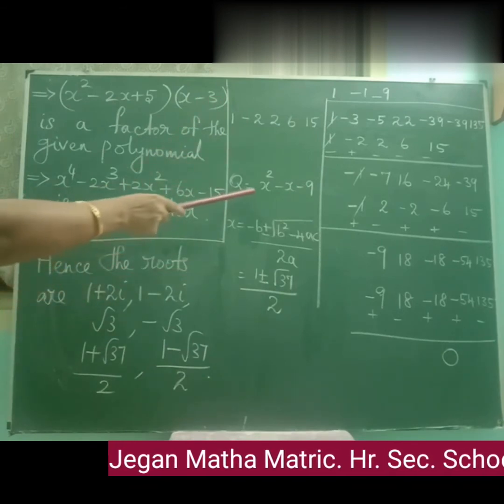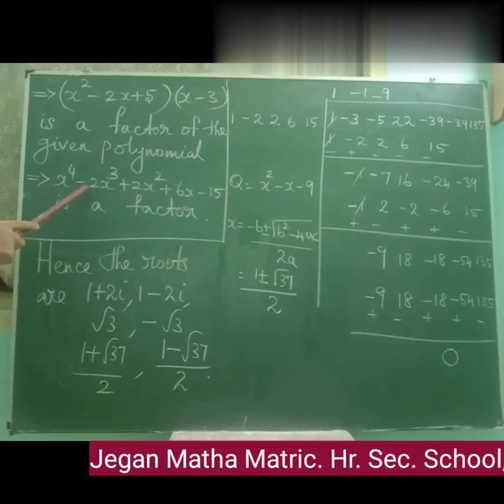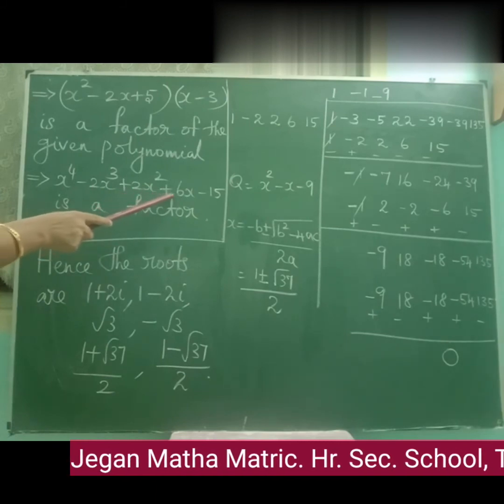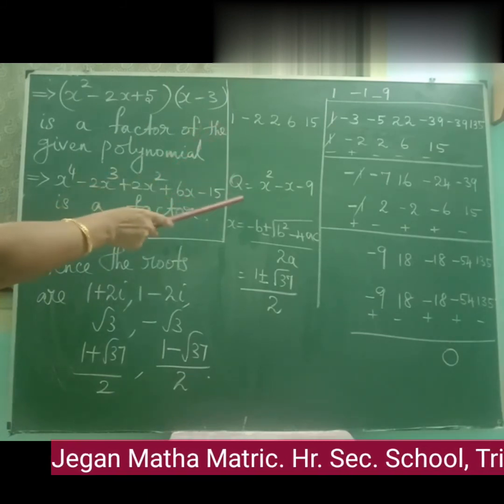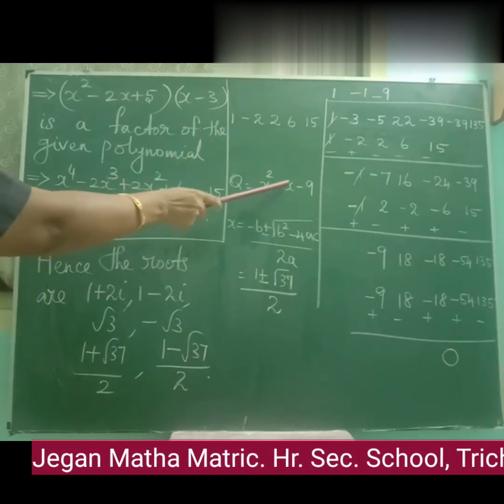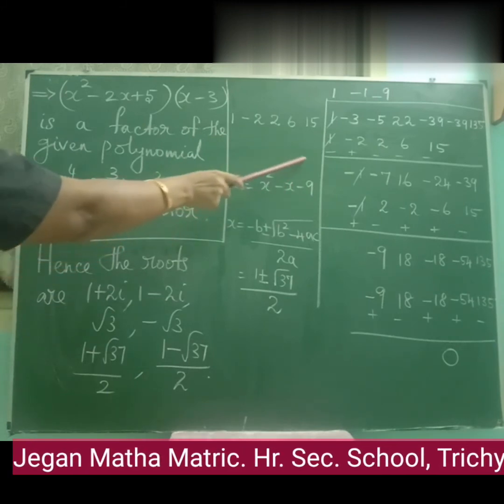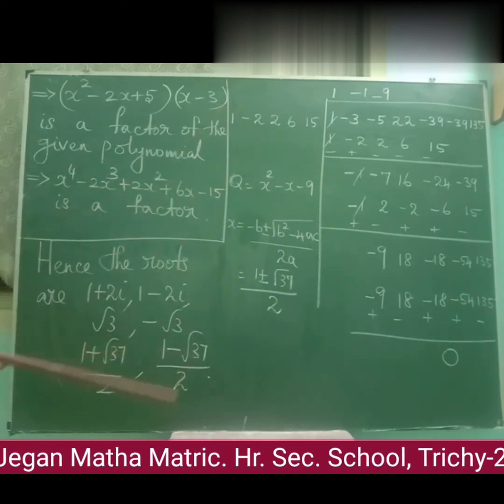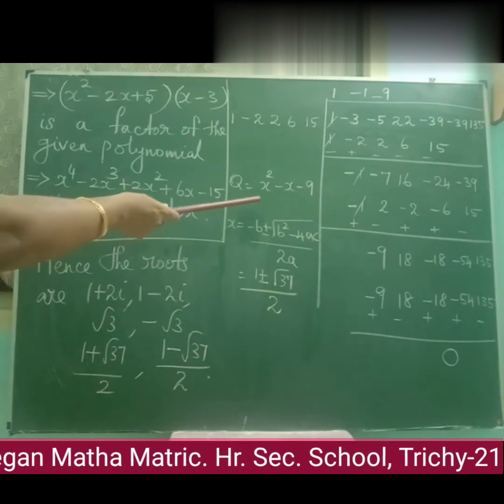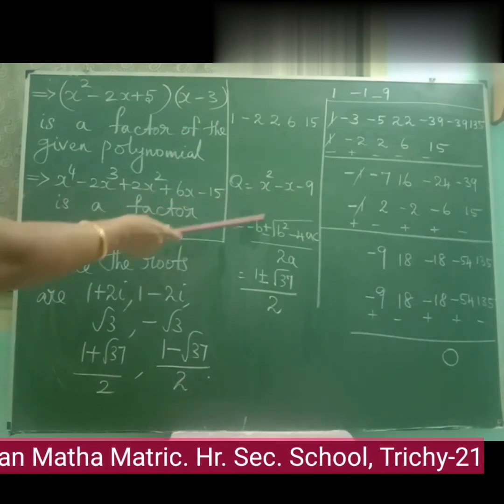So another factor we now have. One is x power 4 minus 2x cube plus 2x square plus 6x minus 15. Another is x square minus x minus 9. This also we have to factorize. This one we cannot factorize by ordinary factorization, so here we apply the quadratic formula.